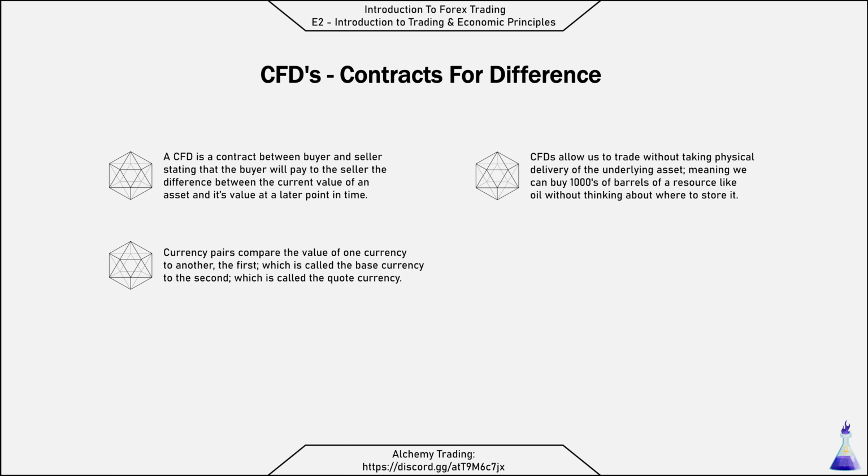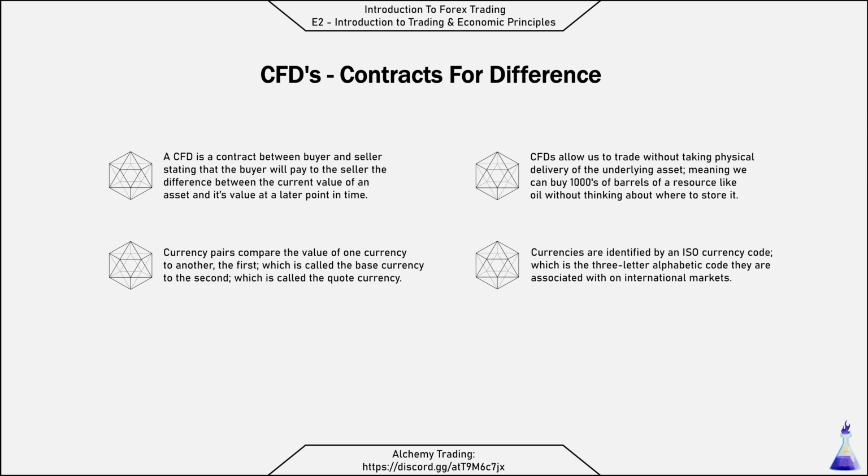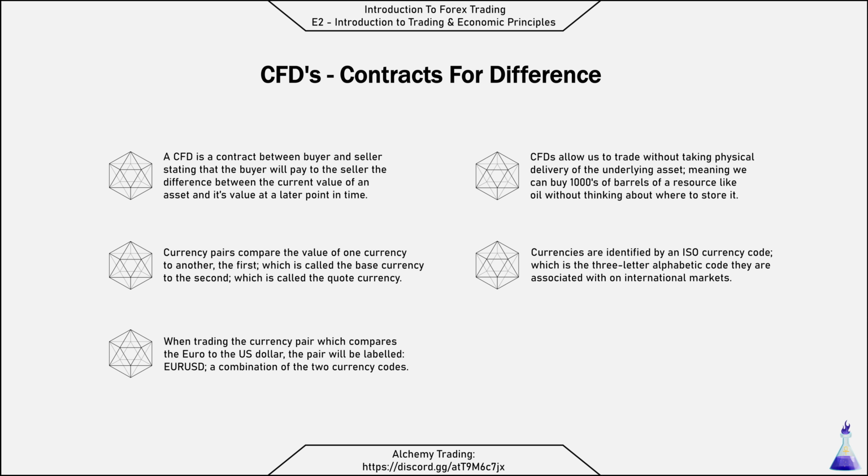Currency pairs compare the value of one currency to another. The first one is called the base currency, versus the second one, which is called the quote currency. So what a currency pair indicates is how much of a quote currency is needed to purchase how much of a base currency. Furthermore, you should also understand that currencies are identified by what's called an ISO currency code, which is a 3-letter alphabetic code which they are associated with on international markets. So, for the US dollar, the ISO code would be USD, and for the euro, the ISO code would be EUR. So, to provide a practical example, when trading the currency pair which compares the euro to the US dollar, the pair is going to be named EUR USD, which is a combination of the two currency codes.